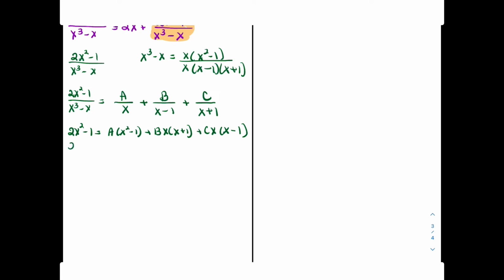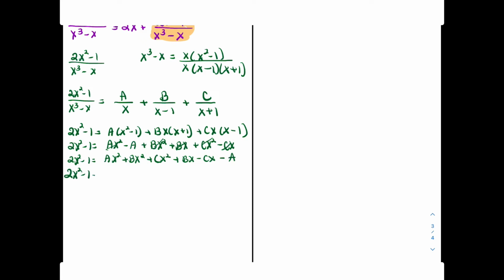All right, simplifying down the right-hand side, I get ax squared plus a plus bx squared plus bx plus cx squared minus cx. And then putting like terms together, I have my ax squared plus bx squared plus cx squared for all my x squared terms. And then I have bx and a minus cx for my x terms, and then a minus a.